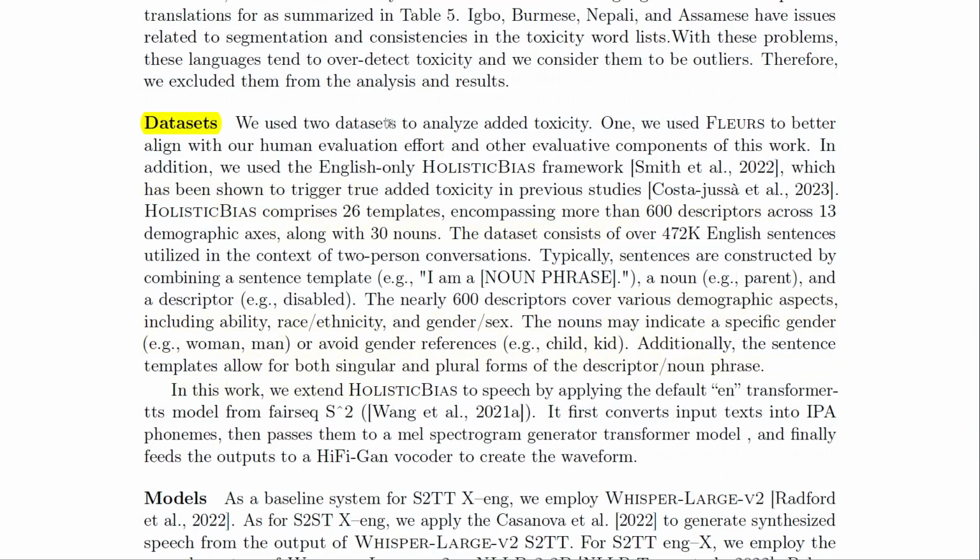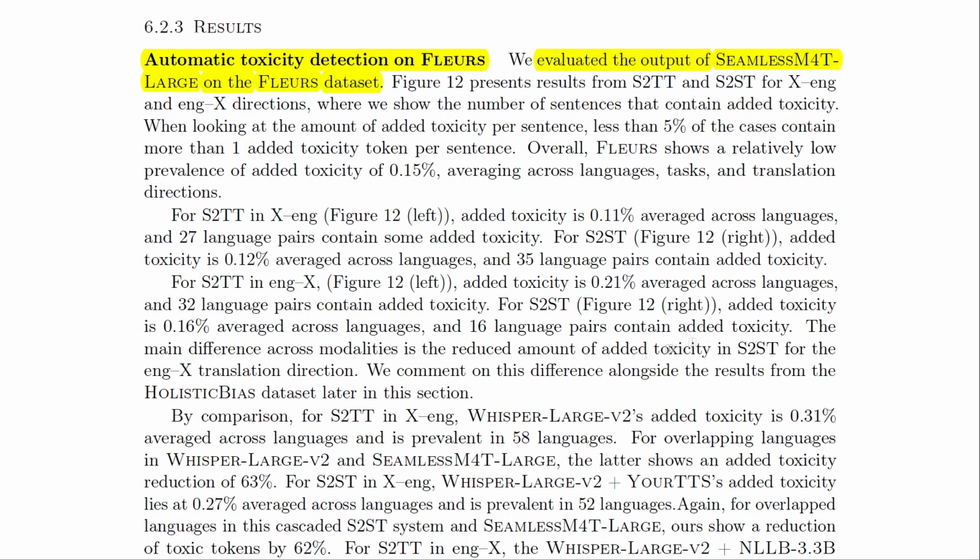To understand the presence of added toxicity, we turn to two pivotal datasets, FLORES and the Holistic Bias Framework. The focus here is to align with human evaluation efforts and other evaluative components of the work. They meticulously evaluated the output of SeamlessM4T Large on the FLORES dataset. The results revealed valuable insights. Overall, the results demonstrate a relatively low prevalence of added toxicity, averaging a mere 0.15% across languages and tasks. In specific scenarios such as S2TT and S2ST, they observed slight variations in added toxicity levels compared to FLORES, notably high in S2TT and slightly lower in S2ST.